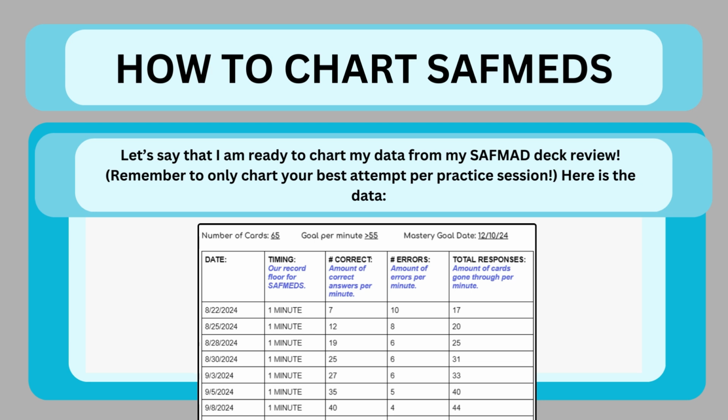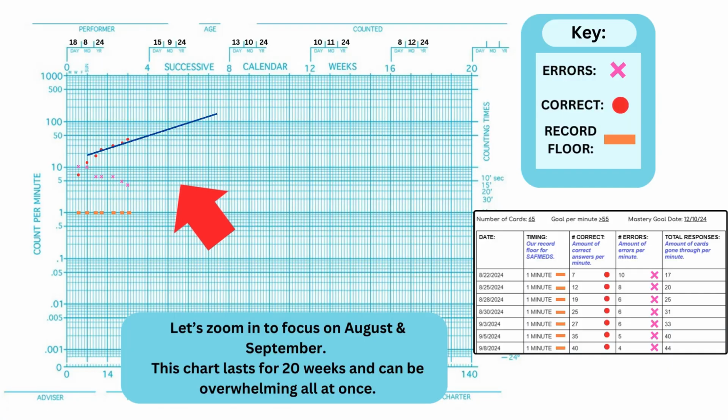So let's say on the 22nd of August, I got through 7 correct in a minute, and I got 10 wrong also, and my total that I went through was 17 cards. So that's all we're really keeping track of. They have a link, or my teacher sent me a link to download a chart to keep track of this sort of thing. It kind of looks like this. I just made this one up in Word real quick, but you get the gist.